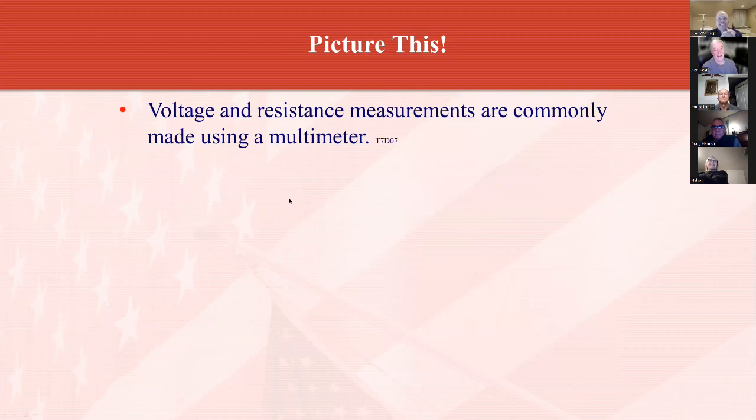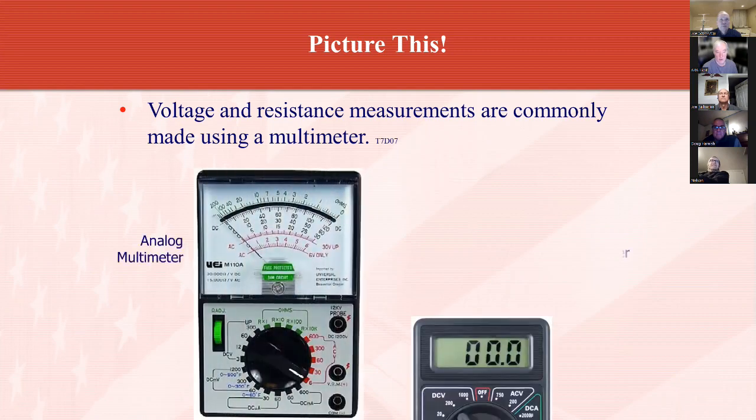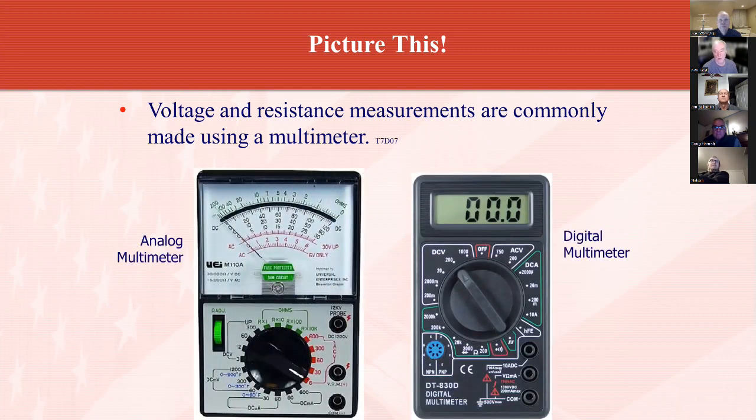Voltage and resistance measurements are commonly made using a multimeter. This is an analog multimeter next to a digital multimeter. I believe that inside they're more or less the same. It's just the readout that's different, but I could be wrong on that. But they do the same thing.